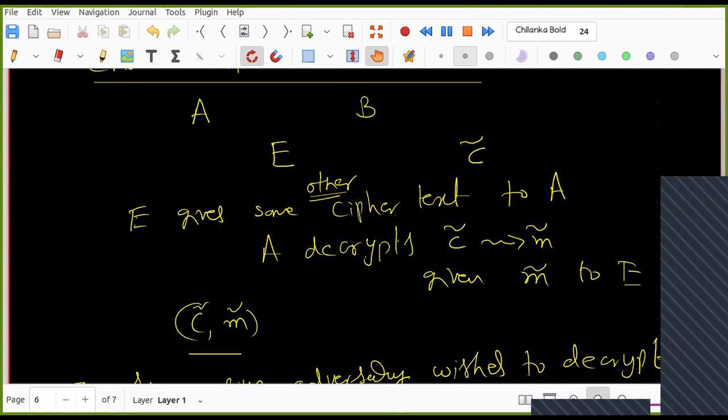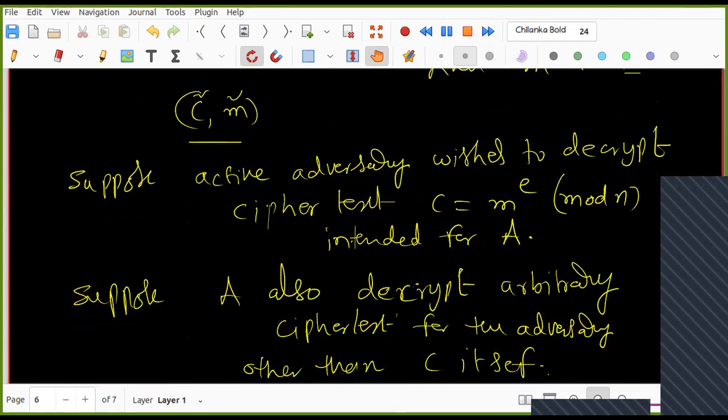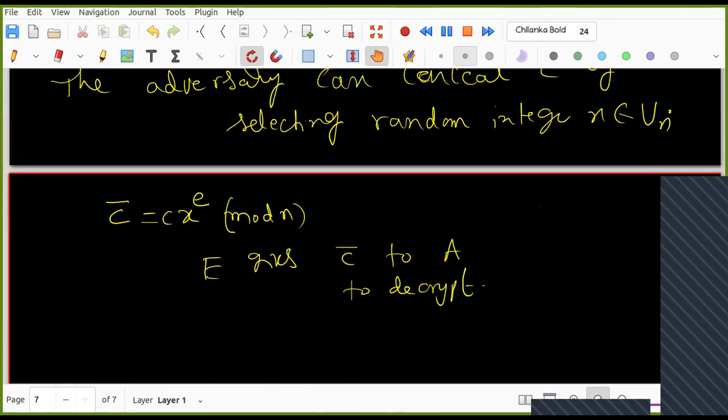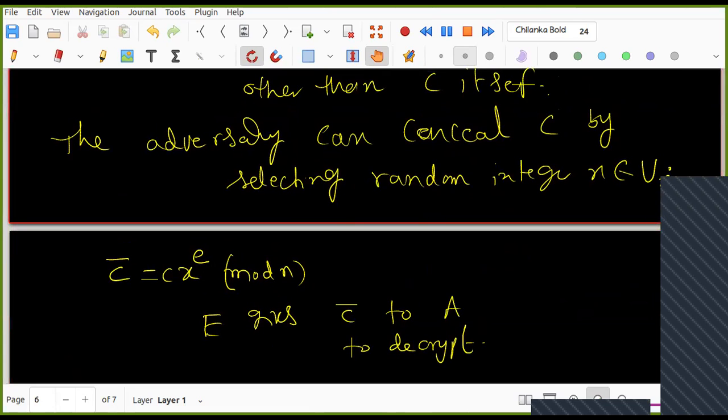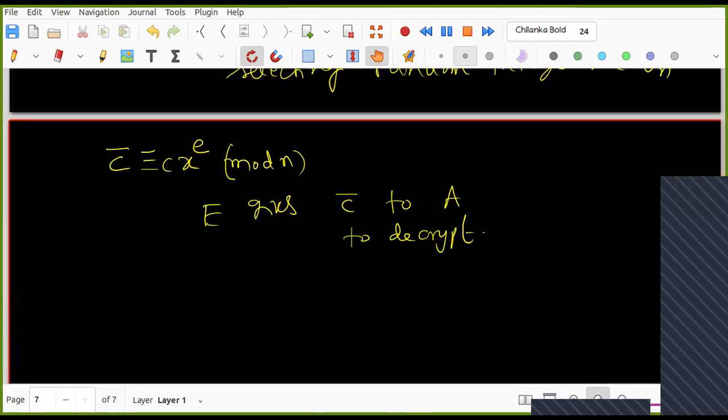C is the ciphertext B is sending to A, and E can get it. X is chosen by him or her, and E and N are known publicly. So C times x power E is computed, and that is called C bar. Now C bar is some ciphertext, and E gives the C bar to A to decrypt. What will A do now? That is the question I'm asking. Can you explain that?